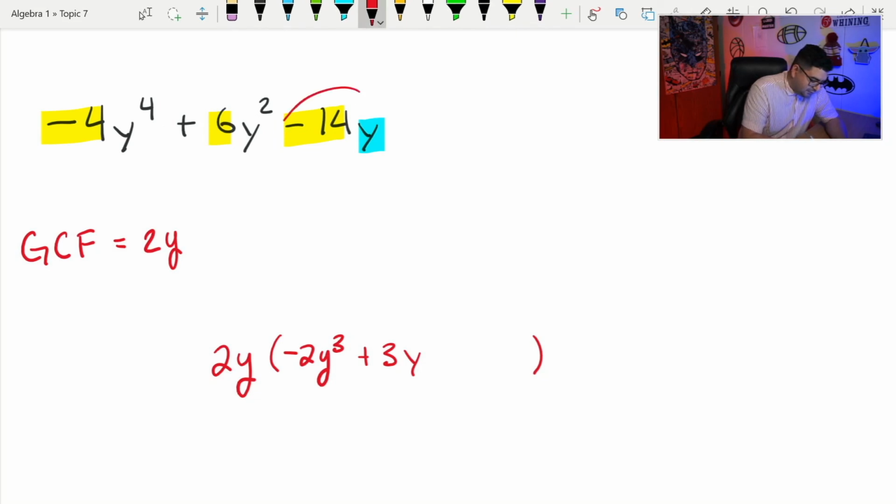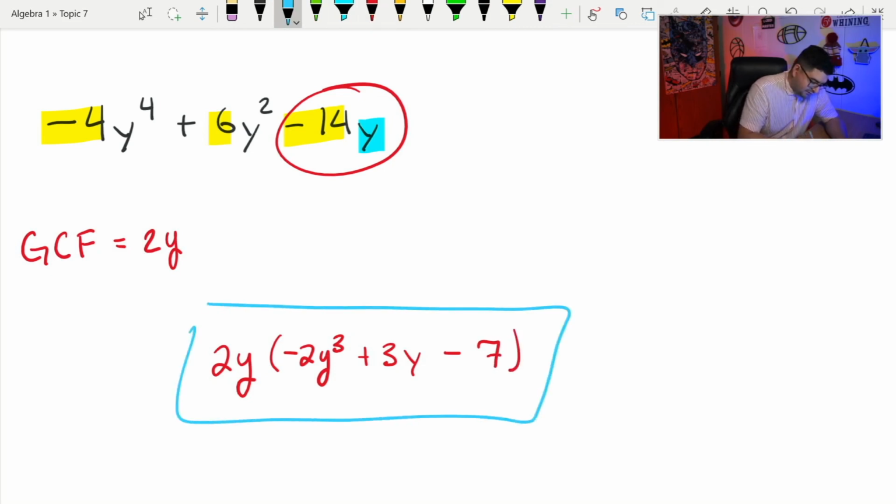2y times what will get me a negative 14y? Well, I just need to figure out how to get negative 14. That would be a negative 7. And that's how I factor using the greatest common factor. So hopefully now you feel confident in being able to find the greatest common factor of a monomial or some polynomials, and also that you can factor out the greatest common factor from a set of polynomials.